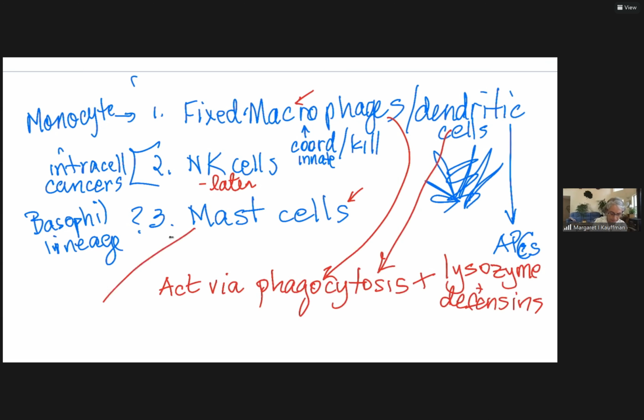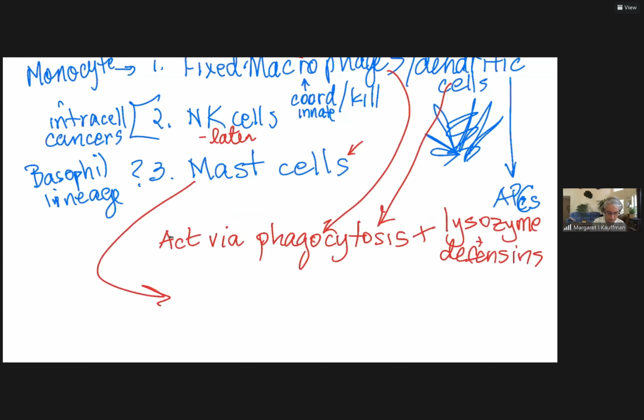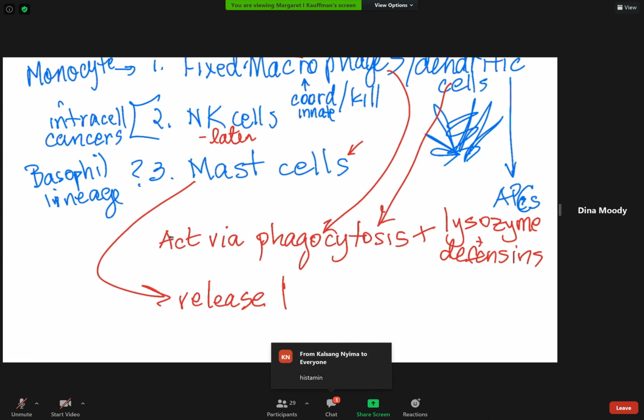What about mast cells? What do they do? Does anyone know? They release something, and basophils release the same thing. And we went through what basophils do. They release histamine to increase inflammation and start vasodilation.